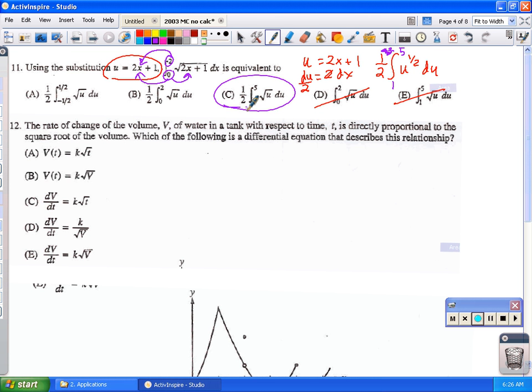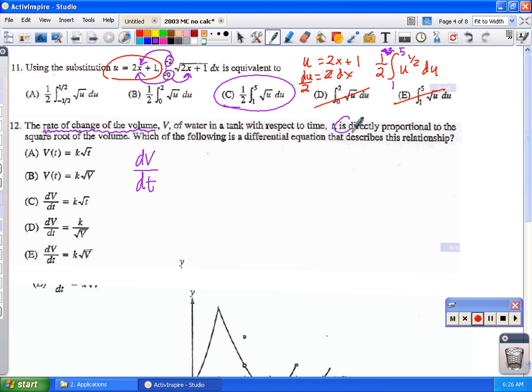Number 12 is your friend because it's direct translation. So listen carefully to how I translate this. The rate of change of volume. So I start out by translating rate of change of volume is dV dt of water in a tank with respect to time. Okay, so that confirms that it should be dt.